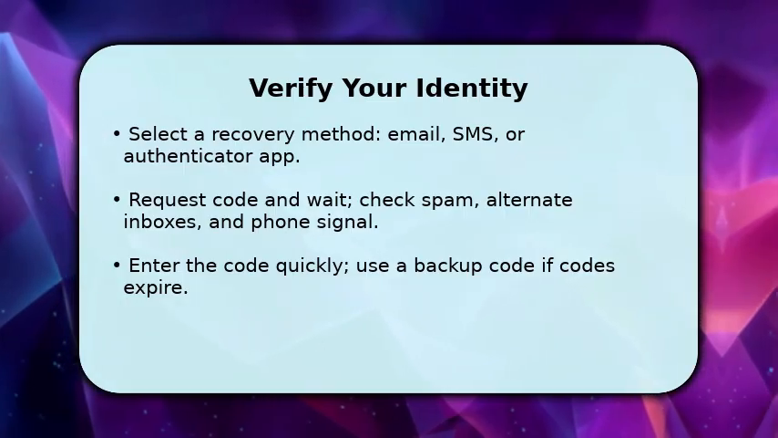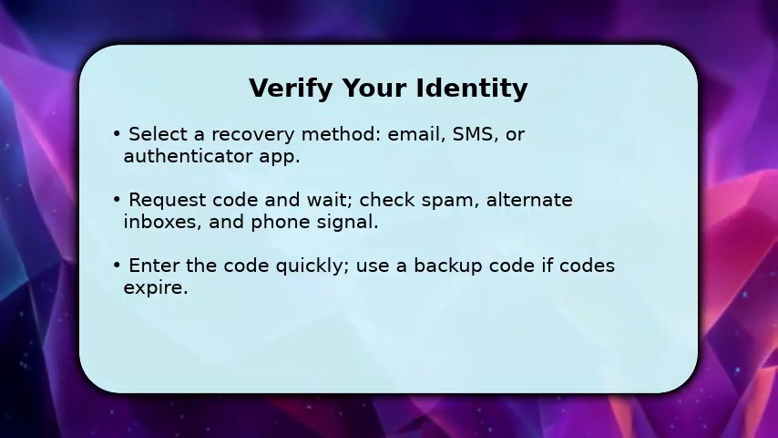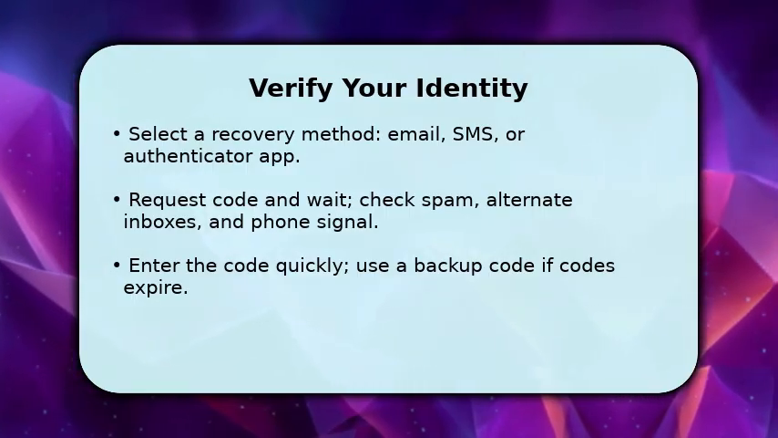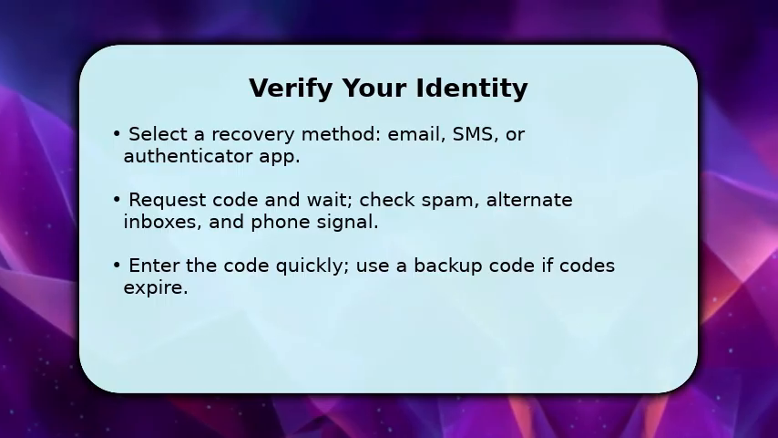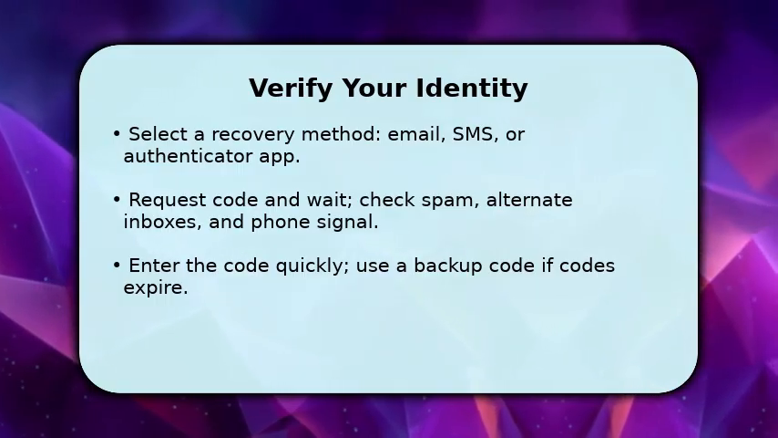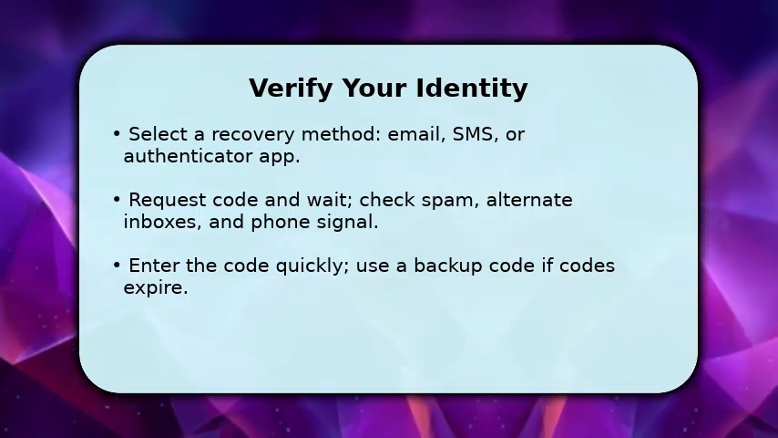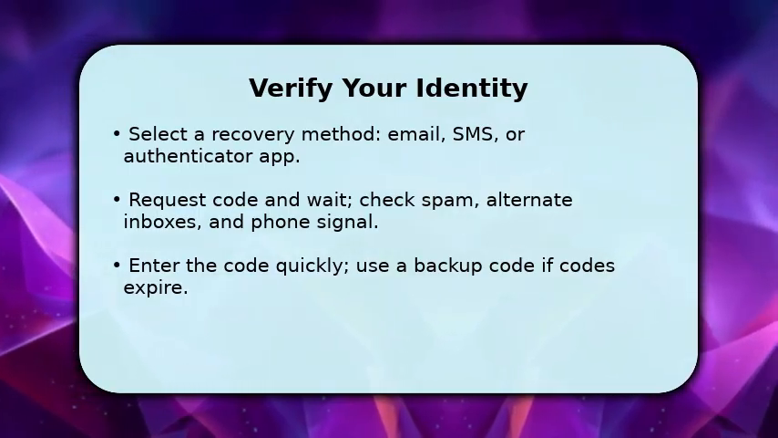Request the verification code and watch for it in your inbox, spam folder, or on your phone. Poor signal or delayed delivery can slow you down. Enter the code exactly as shown. If it expires, request a new one. If you only have recovery codes saved earlier, use them now. Once verified, you'll be allowed to set a new password.